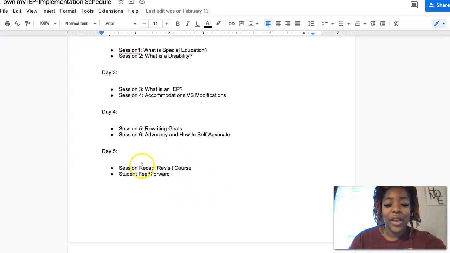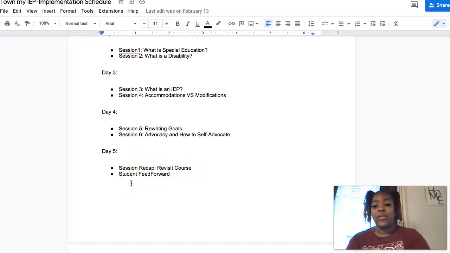And then we have a session recap for our last day, and we revisit the course, and we do student feed forward, where the students give their feedback on what they learned. They reflect on whether they liked the course and whether there are any challenges they may have had. This is the time where they will be able to express that to me, and we are able to look at it as a group.